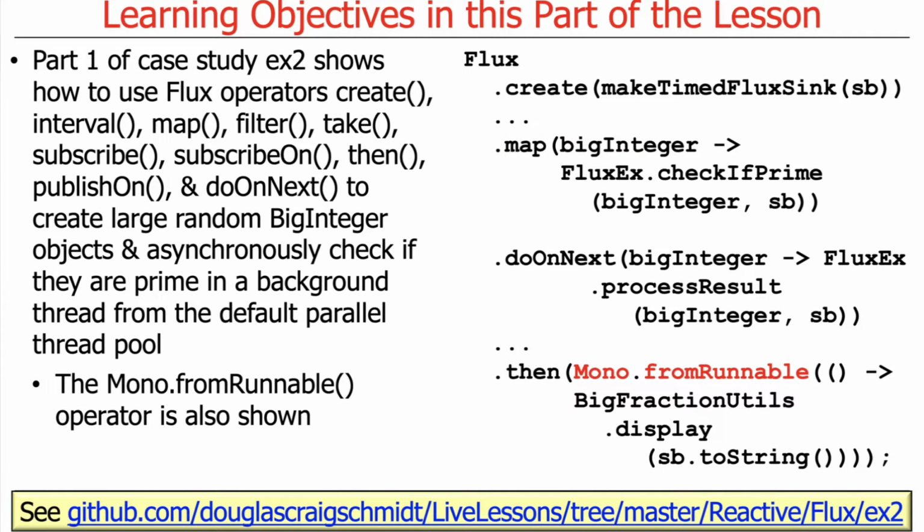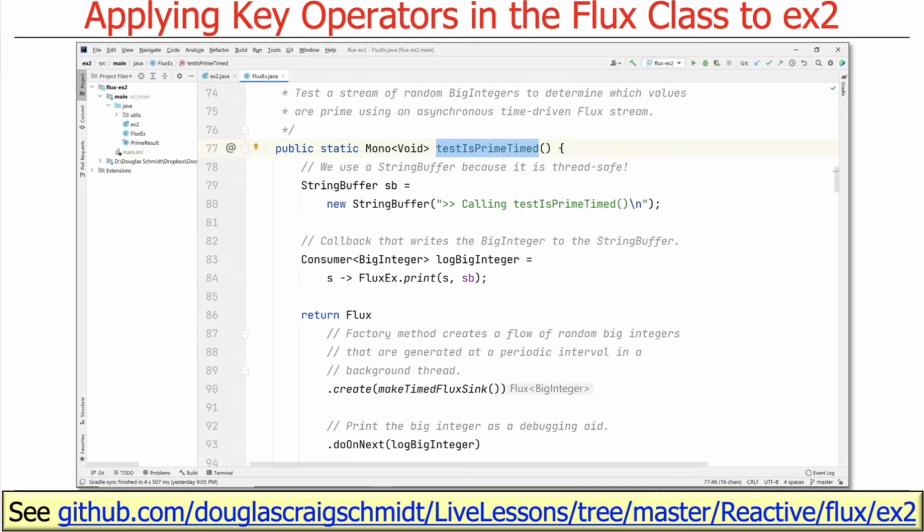It also illustrates how to use Mono fromRunnable, which is just this fun little method we talked about earlier that has a kind of a hook to get something done before, when used in conjunction with the then operator. It's used to do something before everything shuts down. You can find this particular example in my ex2 folder in the Flux directory on my GitHub repository.